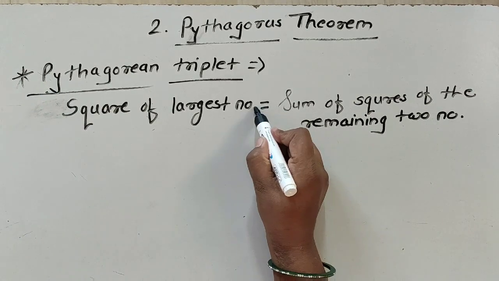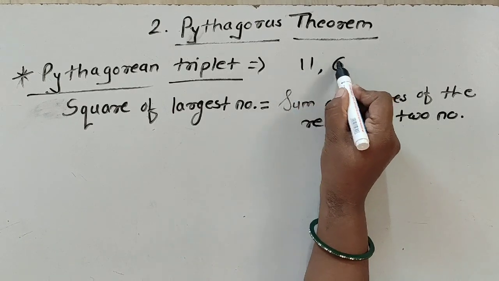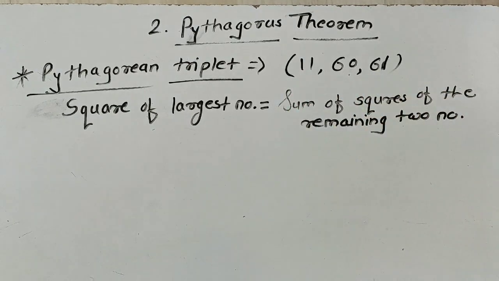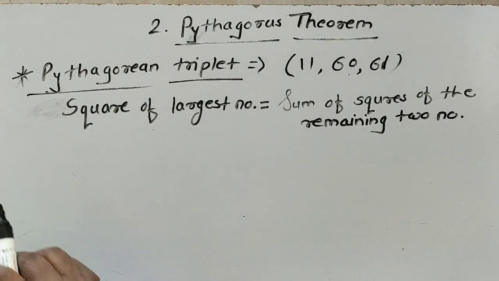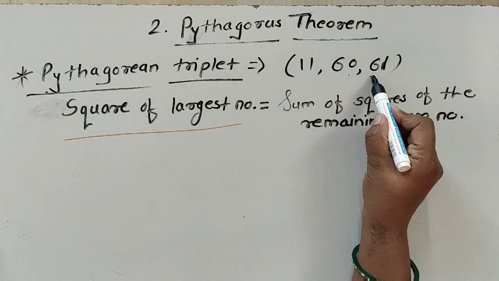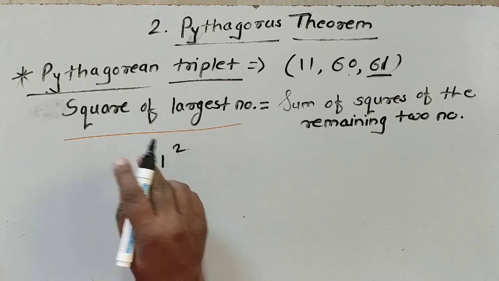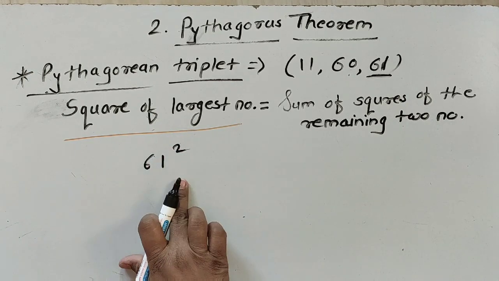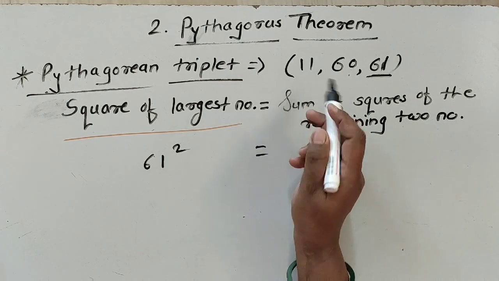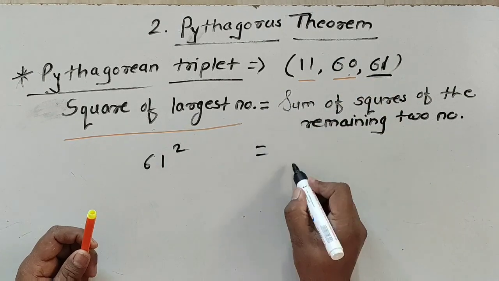What is a Pythagorean triplet? They are providing us three numbers. For example, 11, 60 and 61. Suppose these three numbers are there. So as per our Pythagorean triplet, the square of the largest number, and the largest number among these three numbers is 61, is equal to the sum of squares of the remaining two numbers. So which are the two remaining numbers? 11 and 60.